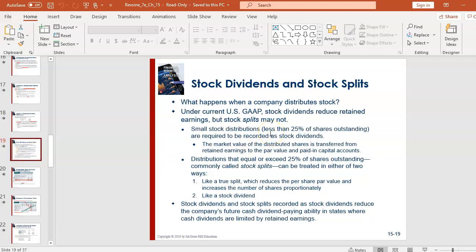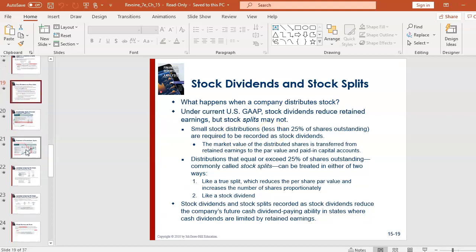Most states have the revised Model Business Corporation Act, which acts as a guide for things like this. So stock dividends and stock splits, that's something you should remember also. We cover these in principles and intermediate. So think through why this happens. Companies don't always have the cash to pay dividends, but they want to reward their shareholders. A way to do that is by giving them more stock, either through a stock dividend or splitting shares, putting more shares of stock in their pockets. So it's a way to reward your shareholders to some degree, but not have to pay cash.